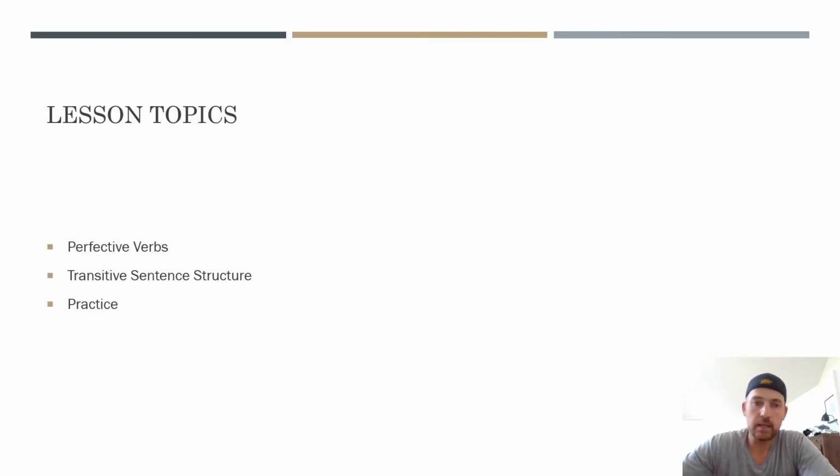So with that being said, again, lesson topics today. We're going to talk about how to perfect verbs and what even perfecting a verb really means and why we would do it. I'm going to talk about transitive sentence structure and how that relates to perfected verbs. And then, as always, with every lesson I do, I may not have a great activity for you, but I highly encourage you to practice this.